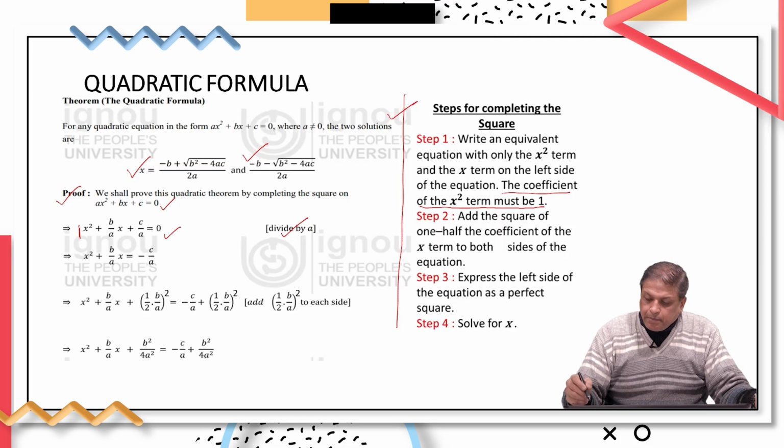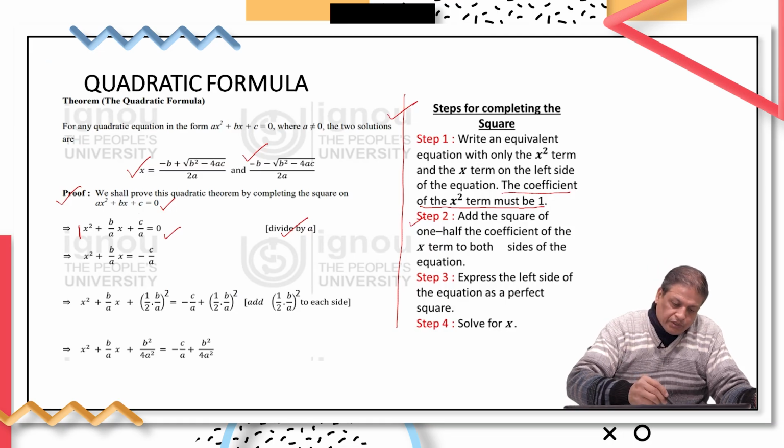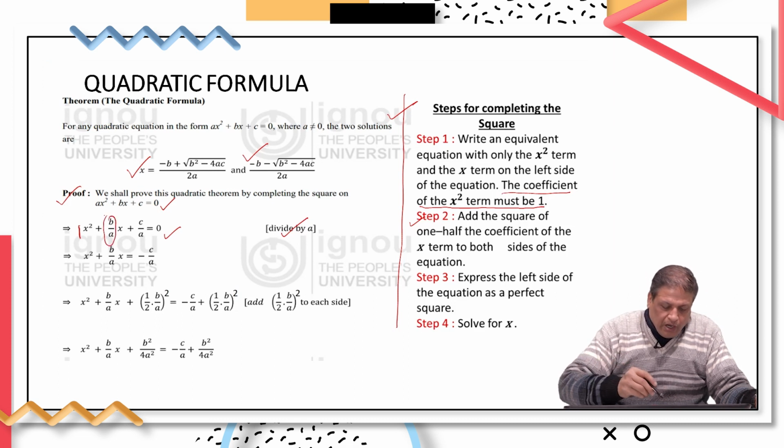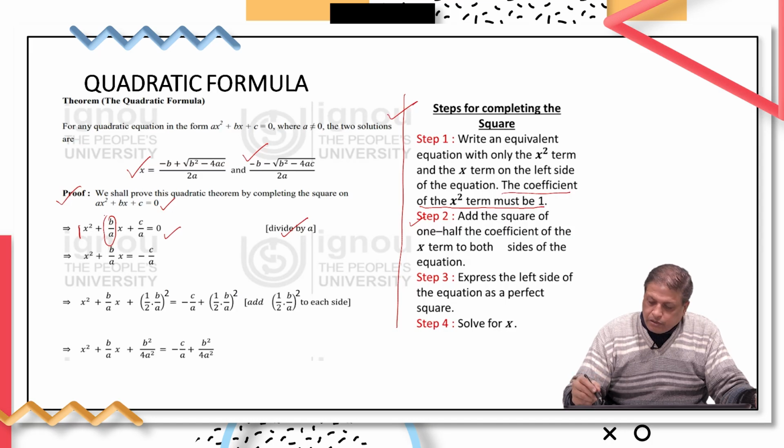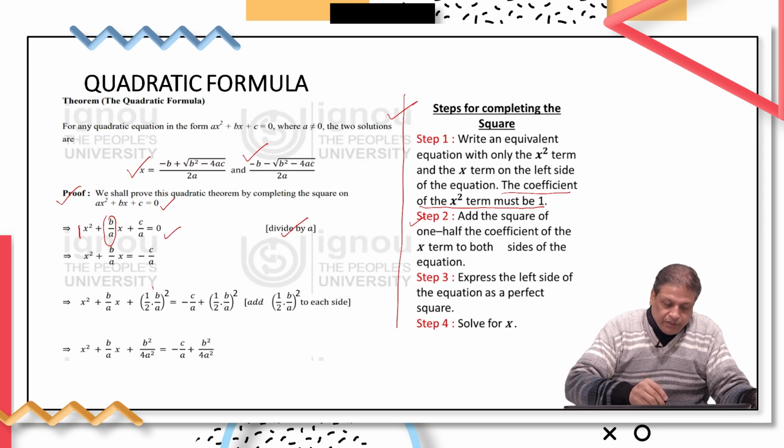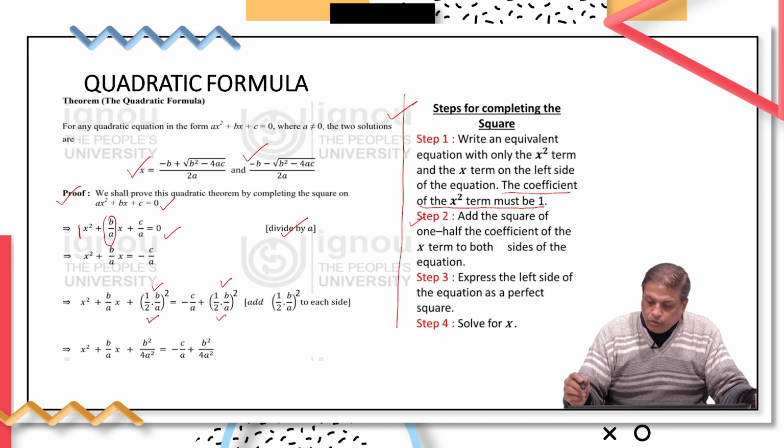So the second step is to add the square of 1/2 of the coefficient of the x term. Now what is the coefficient of the x term? It is b by a. So the square of 1/2 of b by a is added onto the left hand side and the right hand side. So step 2 is complete.